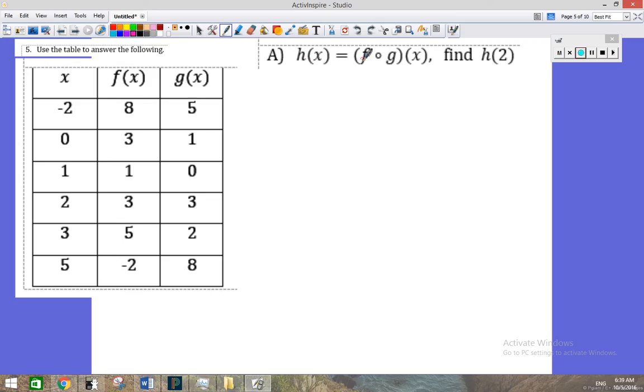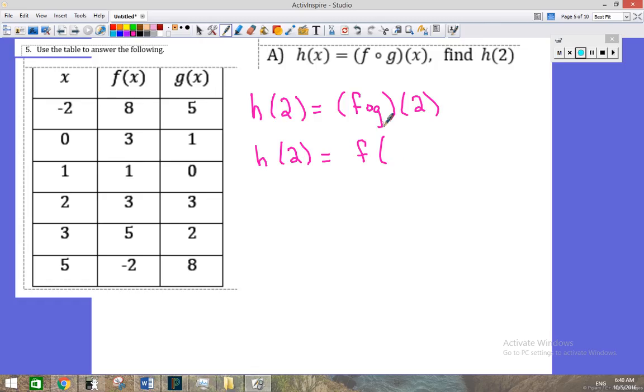to be the composition of f composed with g, and they're asking us to evaluate this new function when x is equal to 2. So that means over here we're going to evaluate this composition when x equals 2. And we think of that composition as that we start with g, and we're going to plug 2 into the function g, get an output, plug that number into the function f. So I don't have an equation to plug it into, but I do have a table.